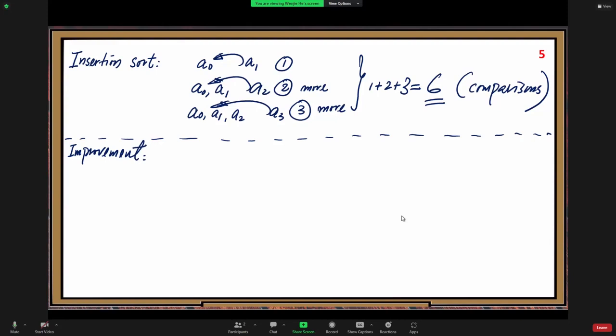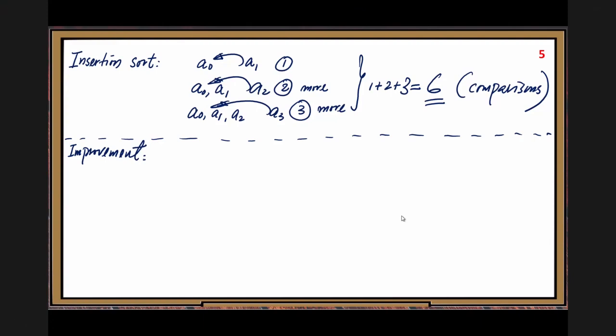Improvement for the first 2 rounds. It's fine. For the first 2 rounds, that's too simple. How much improvement in the first 2 rounds? In the 3rd round, we have some improvement. In the 3rd round, we already have an ordered array.